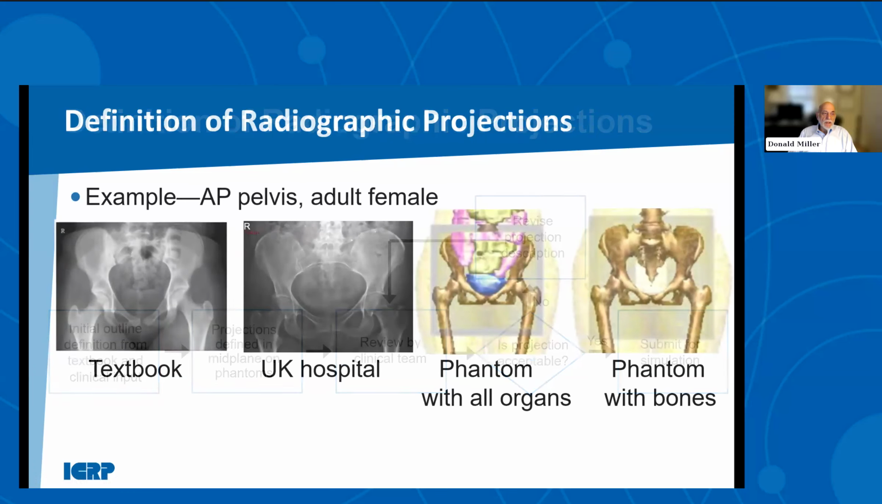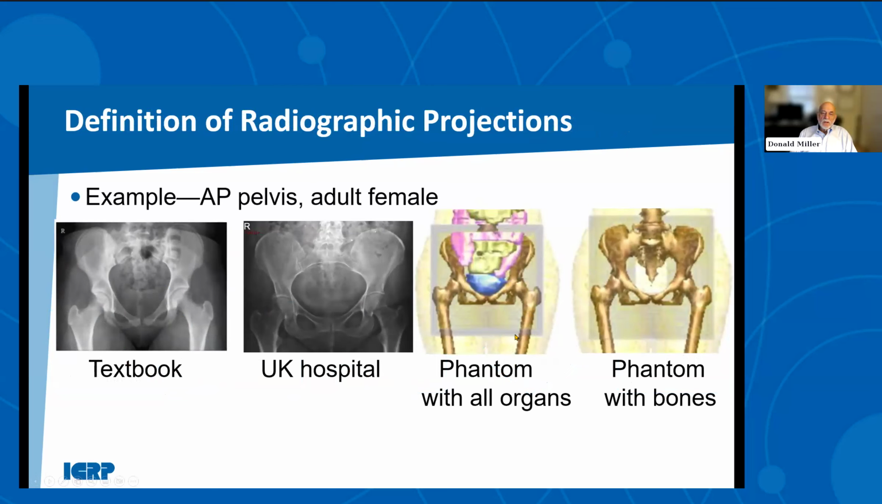And I can show you 2 examples. This is an anteroposterior view of the pelvis in an adult female. This is the illustration from the textbook. This is a radiograph from the UK hospital. This is an illustration of the phantom with a bounding box for the irradiated field. This one shows internal organs, and this one shows just bones.